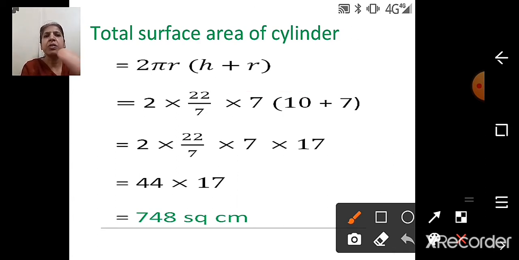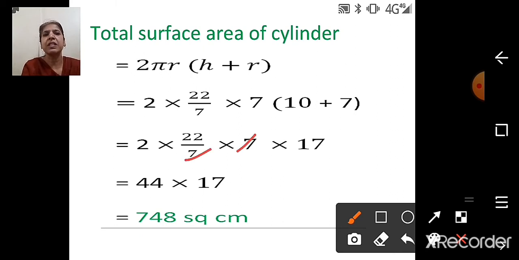So we will write 2 into π, that is 22 upon 7, into 7, radius is 7, then in bracket h, which is 10 centimeter, plus r, which is 7 centimeter, and then we will simplify. So BODMAS rule, first we will solve the bracket part. 2 into 22 upon 7 into 7, and 10 plus 7 we know it is 17. Then the next step, calculation, that is cancellation.